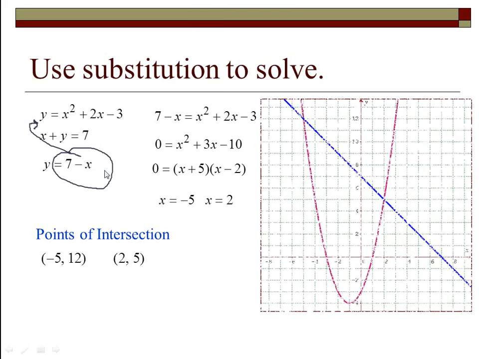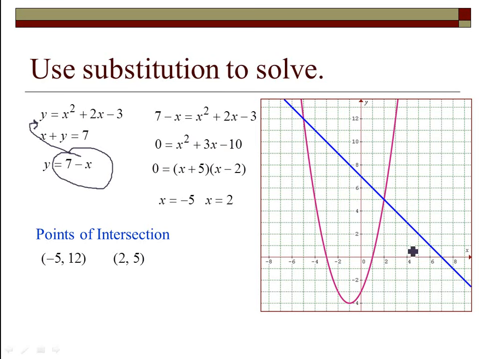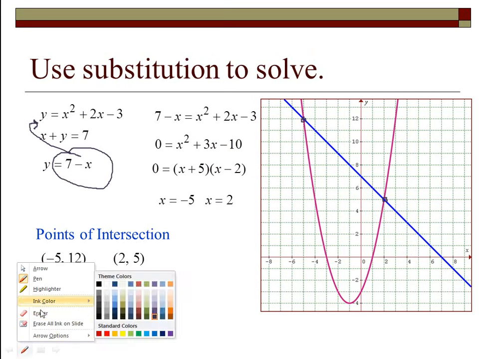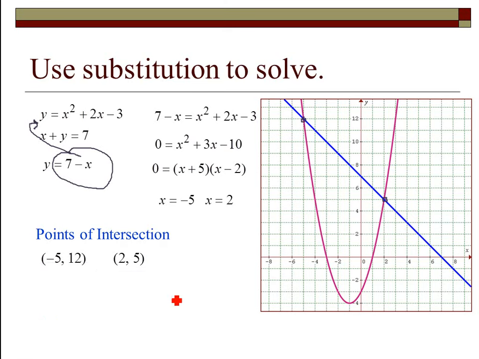So what it shows us is if I graph these, this is the parabola x squared plus 2x minus 3. That's shown in magenta right here. And then we have a line which is x plus y equals 7. And we can see that the intersection points are here and here. So those are the points we actually had found. I'm going to change colors. Hard to see the purple.